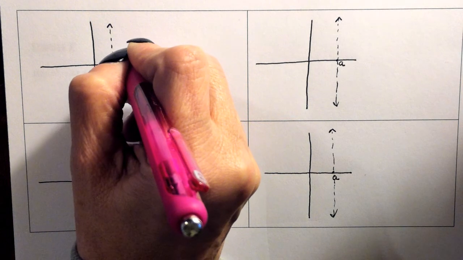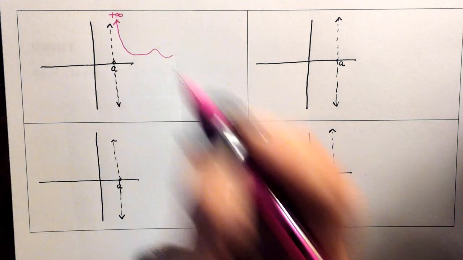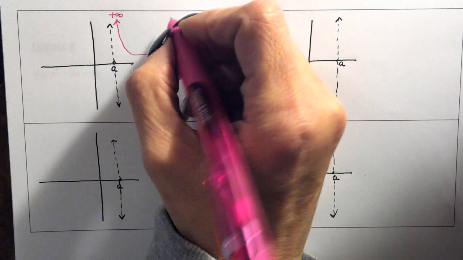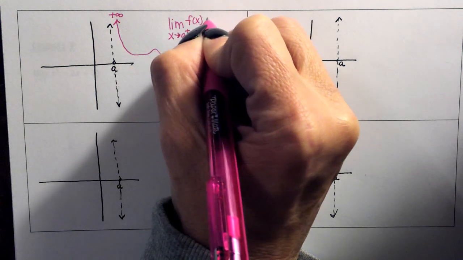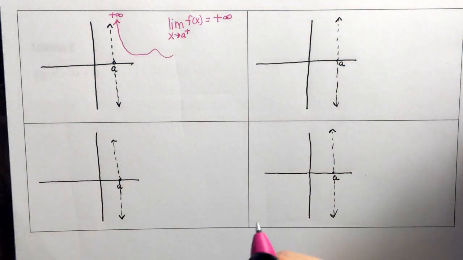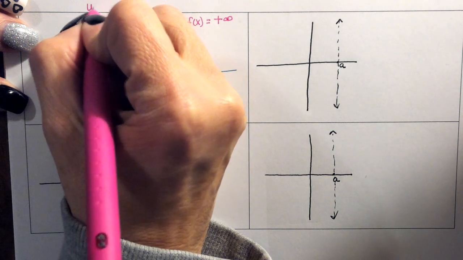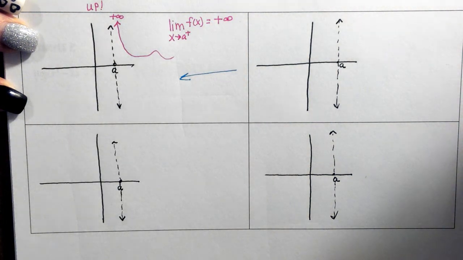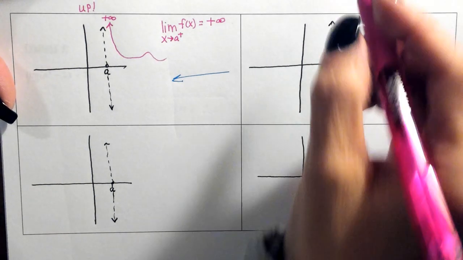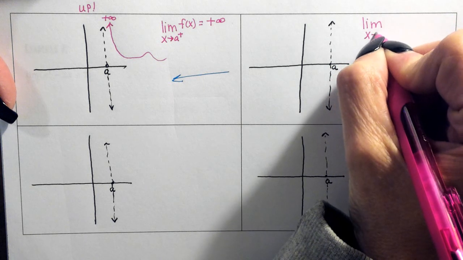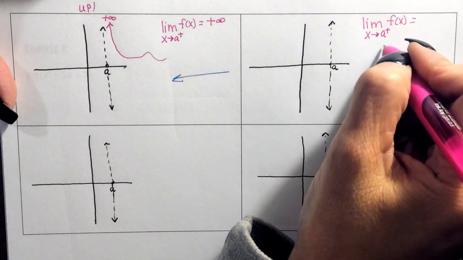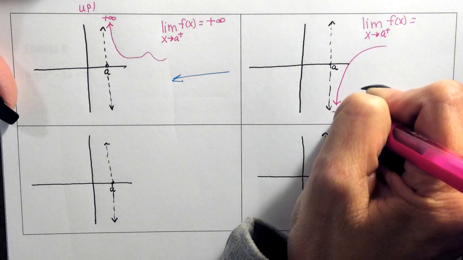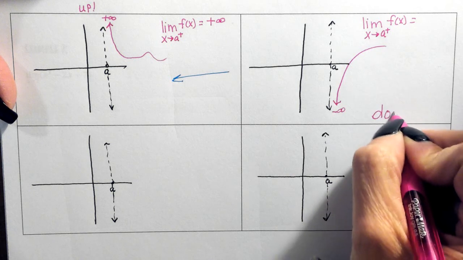All right, so the function could be whatever we want. But as we approach a, we go up to positive infinity. So the function does whatever. The limit as x approaches a from the right of f of x could go to positive infinity. That's one scenario. That is coming from the right, and the graph in this situation goes up. Now, on this next one, we're going to say the limit as x approaches a from the right of f of x, instead of going up, it's going to go down. So as it comes in, it goes down to negative infinity. So in this situation, the graph goes down.